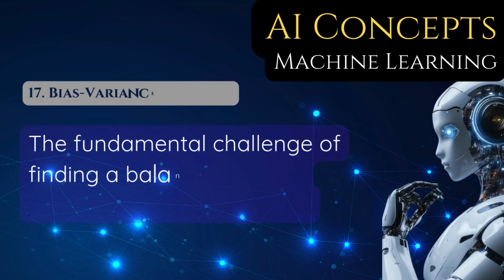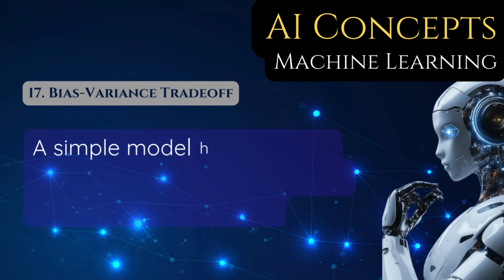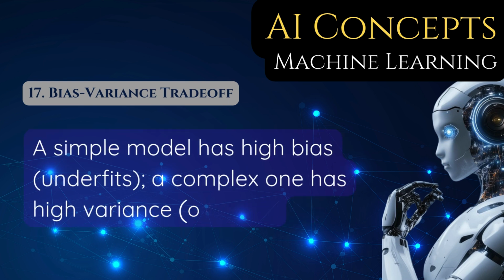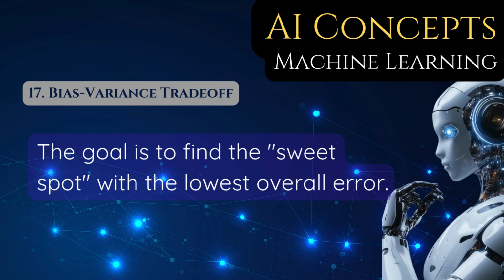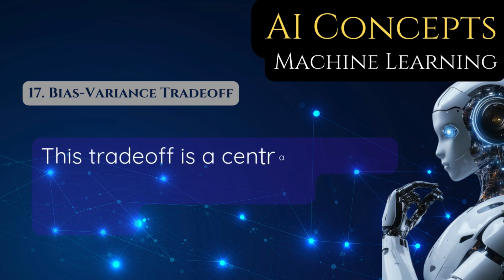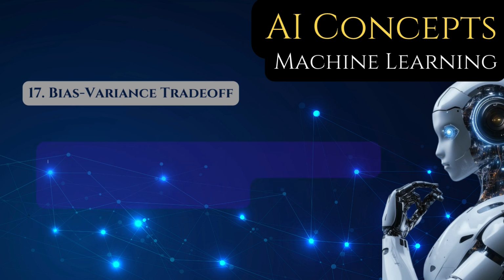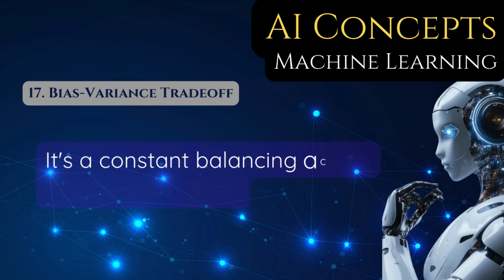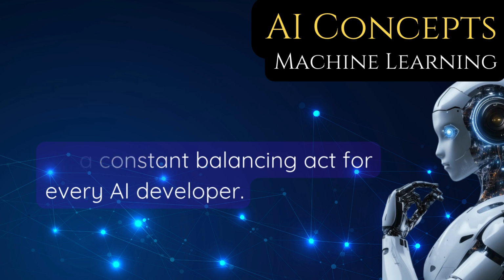17. Bias-variance trade-off: the fundamental challenge of finding a balance between overfitting and underfitting. A simple model has high bias, underfits. A complex one has high variance, overfits. The goal is to find the sweet spot with the lowest overall error. This trade-off is a central theme in all of supervised machine learning. It's a constant balancing act for every AI developer.